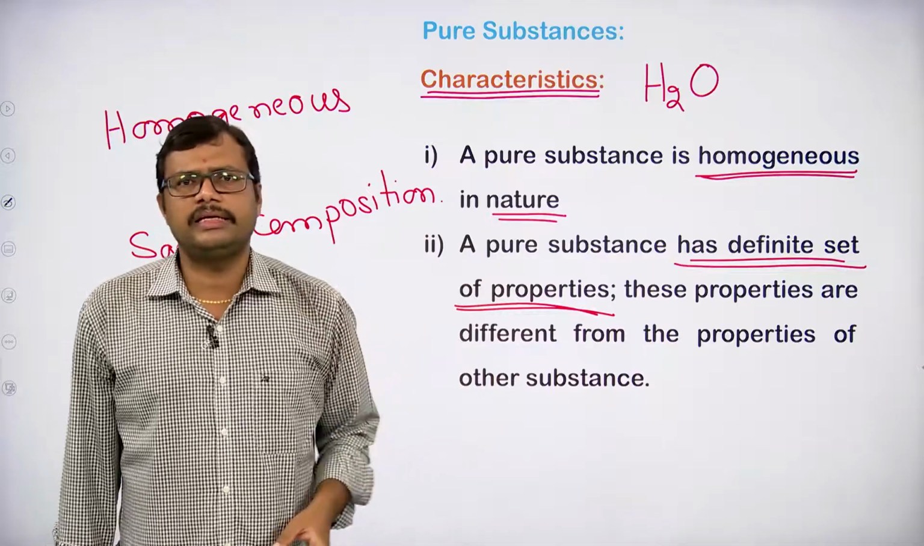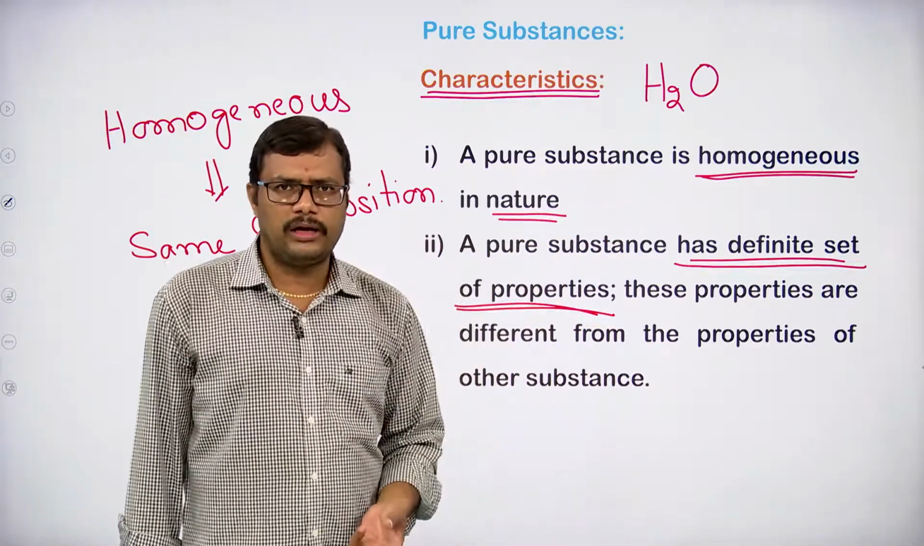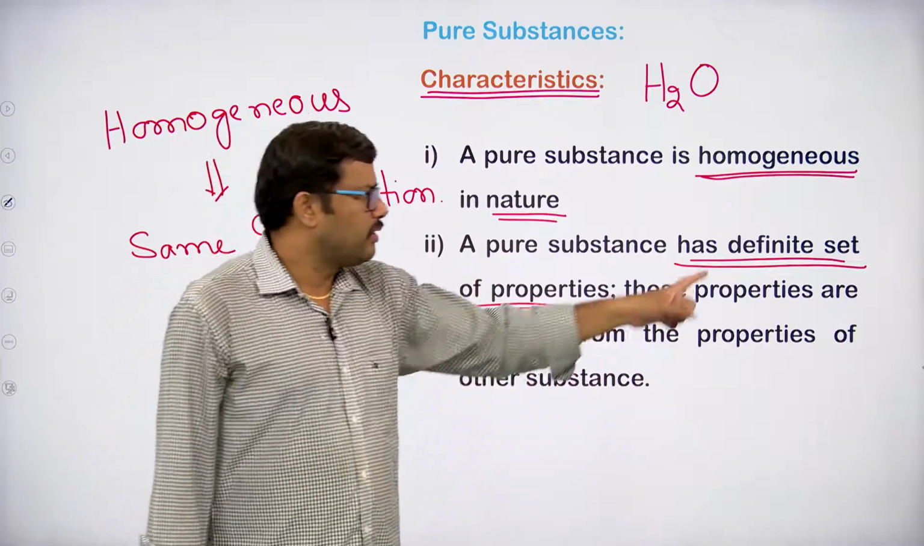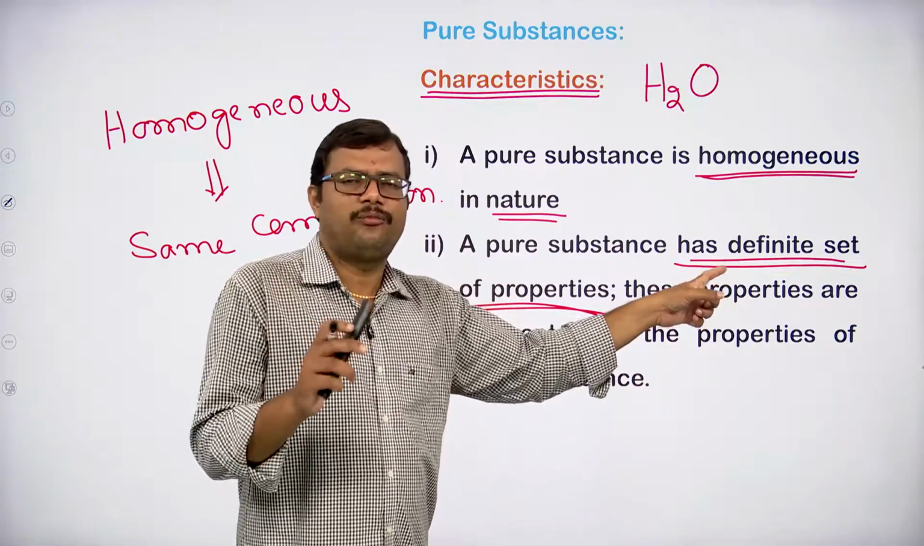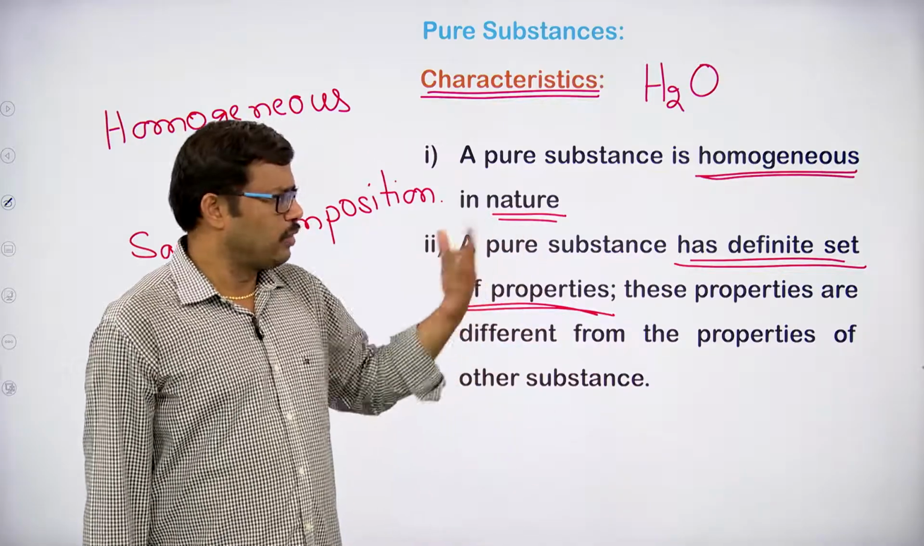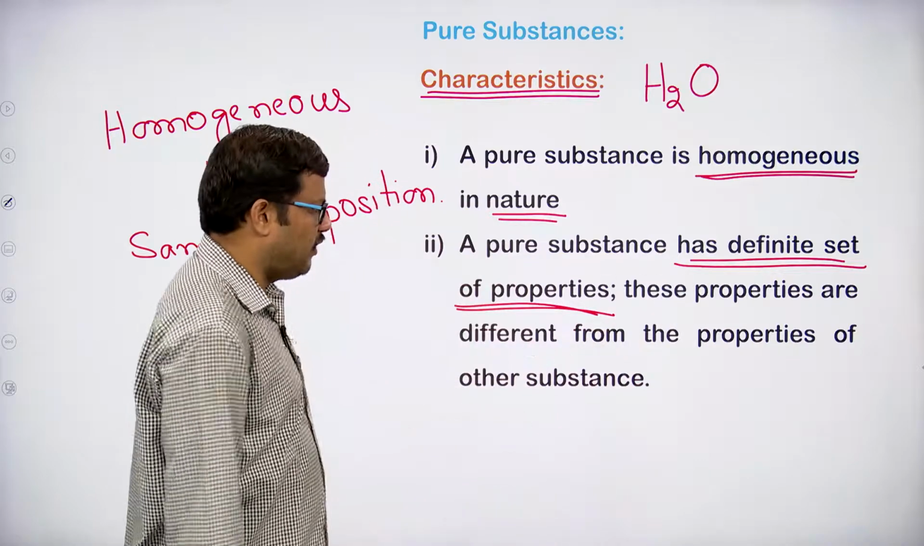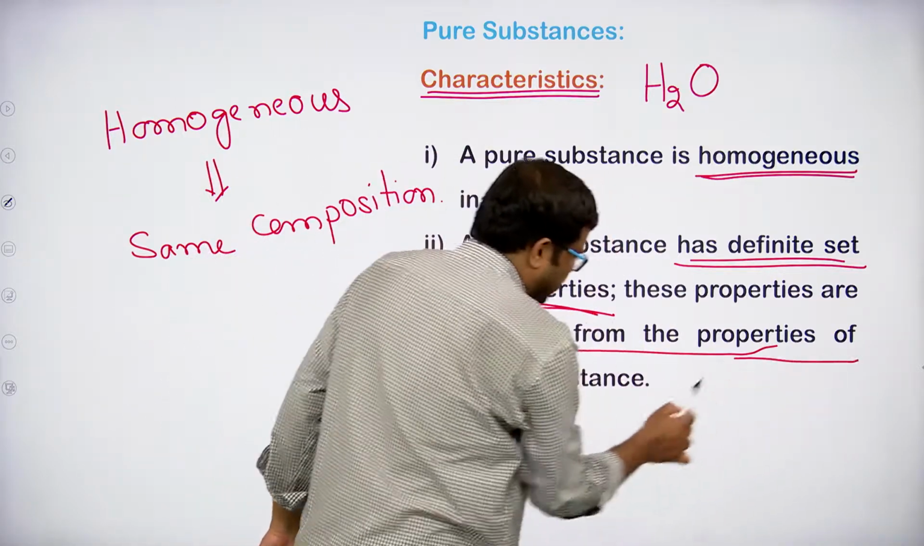So the properties of the compound change because of the presence of impurity. When it is pure, it will have a definite set of properties. So the properties are going to be fixed in this case, okay. So a pure substance has a definite set of properties. These properties are different from the properties of other substances.